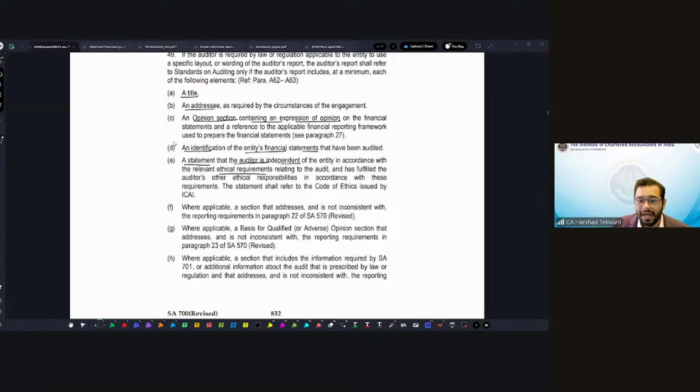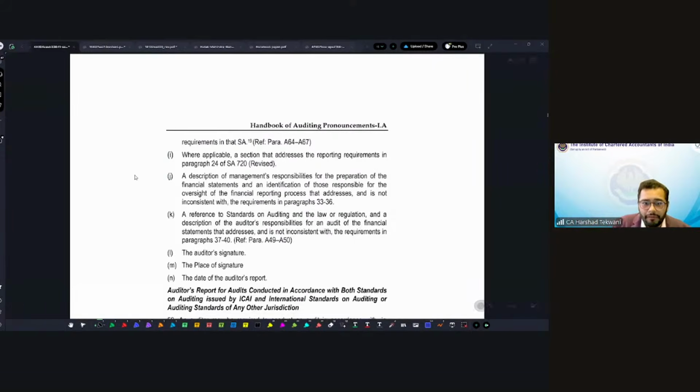Six, a section that addresses SA 570; if you identify anything, then you have a section for that where applicable. Where applicable, basis for qualified opinion. Where applicable, key audit matter paragraphs as per SA 701. Then, where applicable, a section that addresses SA 720, other information. A description of management's responsibility for preparation and presentation, and everything that we have discussed, a reference to the SA, auditor signature, place, and date of audit report.